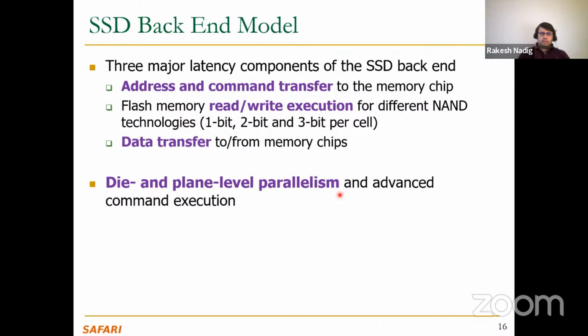As I mentioned in the introduction slide, a die is an independent execution unit. So if we send commands to multiple dies, they can perform the execution in parallel. Similarly, at a plane level, if you send a multi-plane command, the execution is performed in parallel across different planes within a die. So these two levels of parallelism also have to be accounted for when calculating the latency.